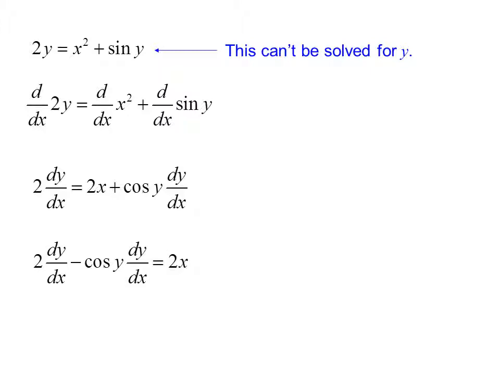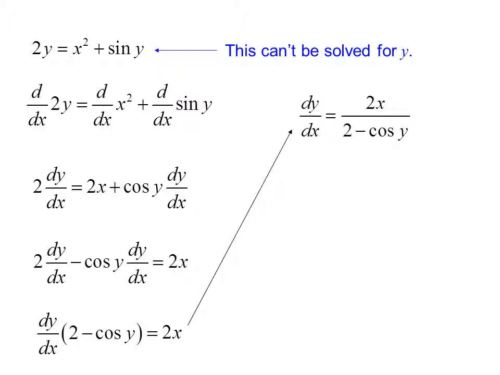So we move all of the dy/dx terms to the left side and factor out dy/dx as a common factor. Then it's a simple matter to divide both sides by 2 minus cosine y to solve for dy/dx. Here once again we have an expression for the derivative in terms of x and y.